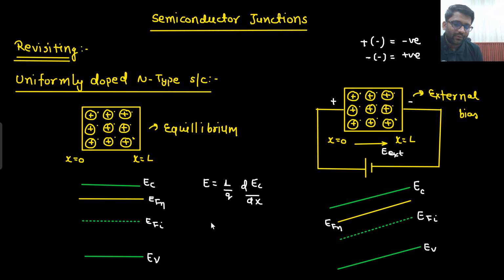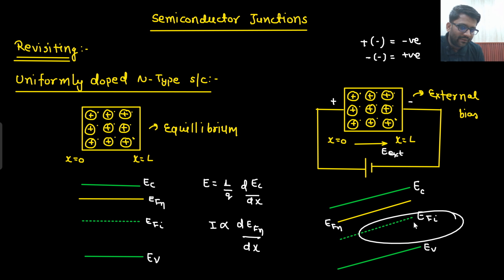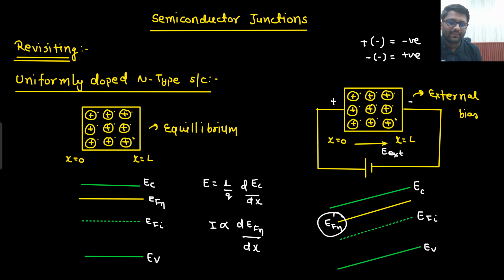All good. Along with that, I told you the current would be proportional to the slope of the Fermi level. Note this Fermi level: this intrinsic Fermi level is of no use. In this chapter, I will be rarely drawing this intrinsic Fermi level. Our main Fermi level is this one, which is coming because of the n-type semiconductor. So here in this n-type semiconductor, the slope of the Fermi level would be representing the current. If there is some current, that means there would be some slope as well. And in the direction of current, the slope of EFN would be positive. So this we have already studied.